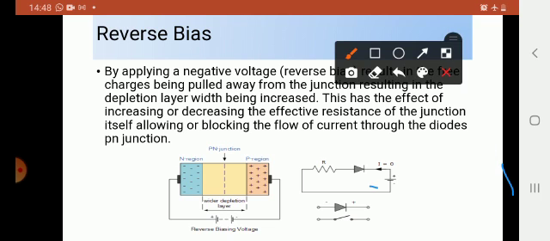Here we have the positive terminal attached with the negative, and the negative terminal attached with the positive p-type material. So that's why it's not going to pass the current, but it is going to increase the width of the depletion layer.